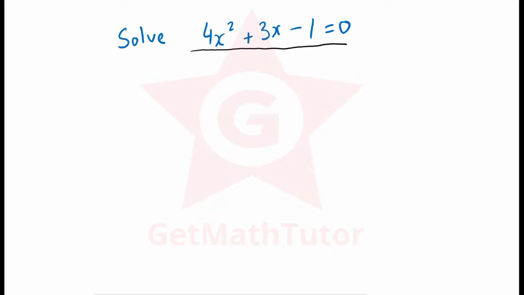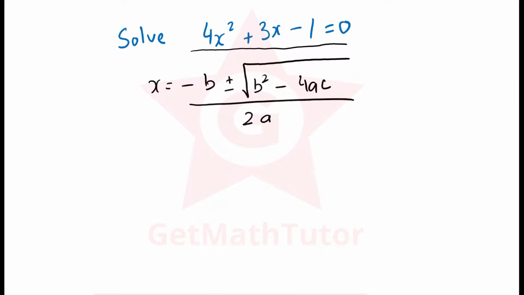The quadratic formula is given as x equals minus b plus minus square root of b squared minus 4ac, divided by 2a. Now, where are all these terms b, a, and c coming from? They come from the standard form of a quadratic equation.